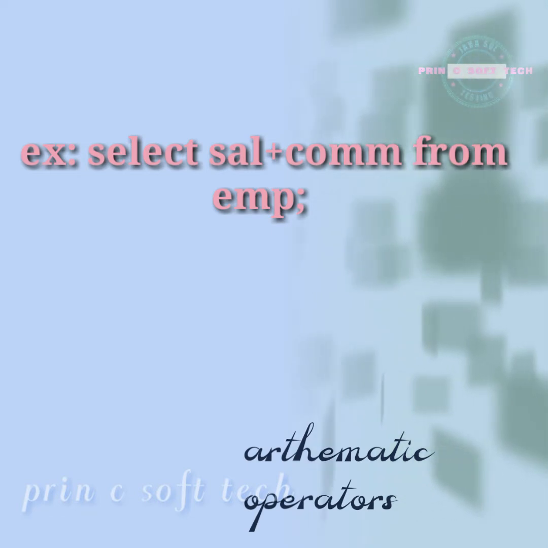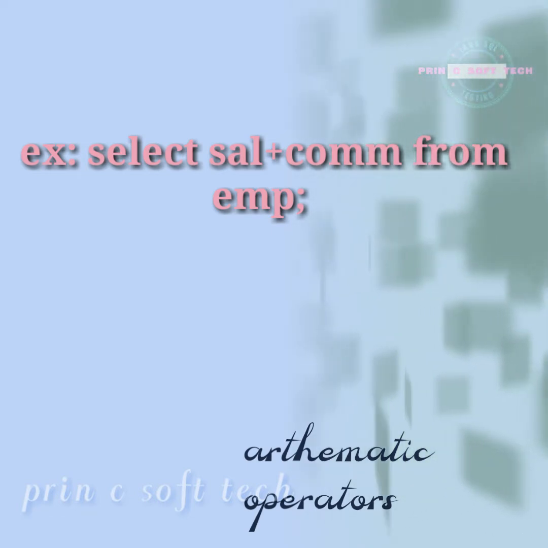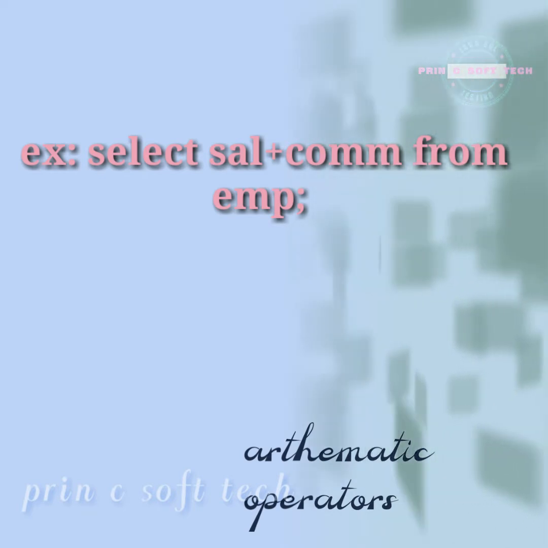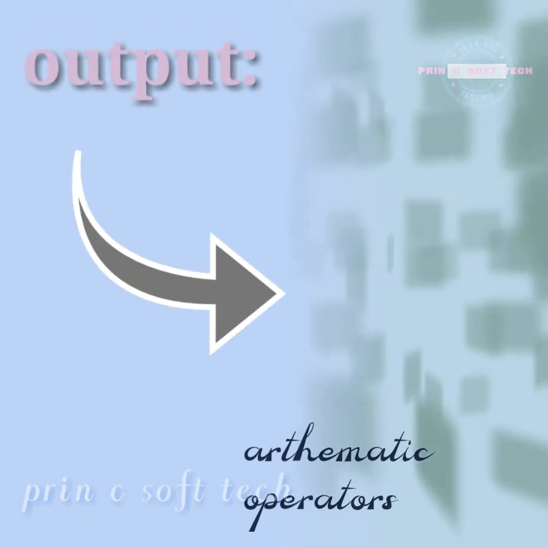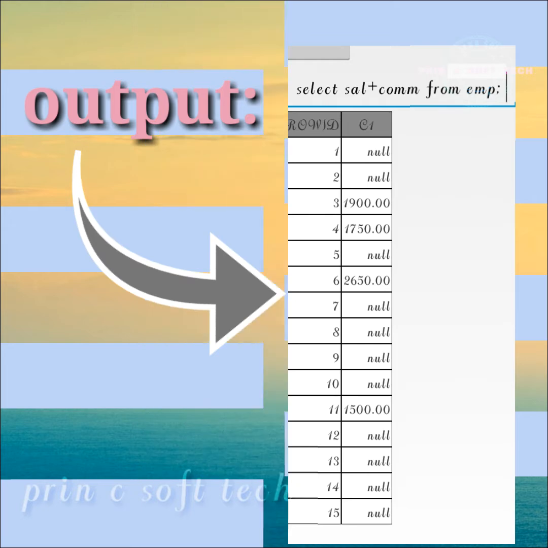Next, let's see one example. Select sal plus commission from EMP. Here, sal plus commission means it adds the salary plus the commission of the employee and gives it as output.